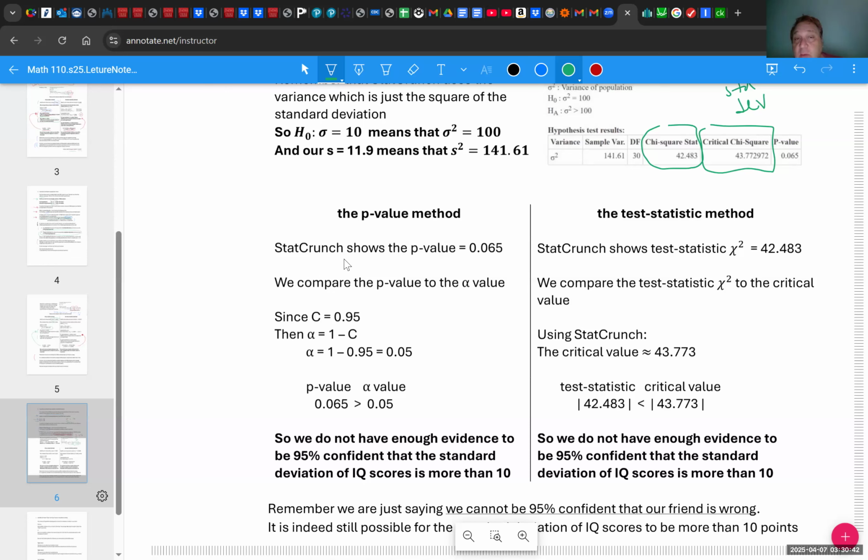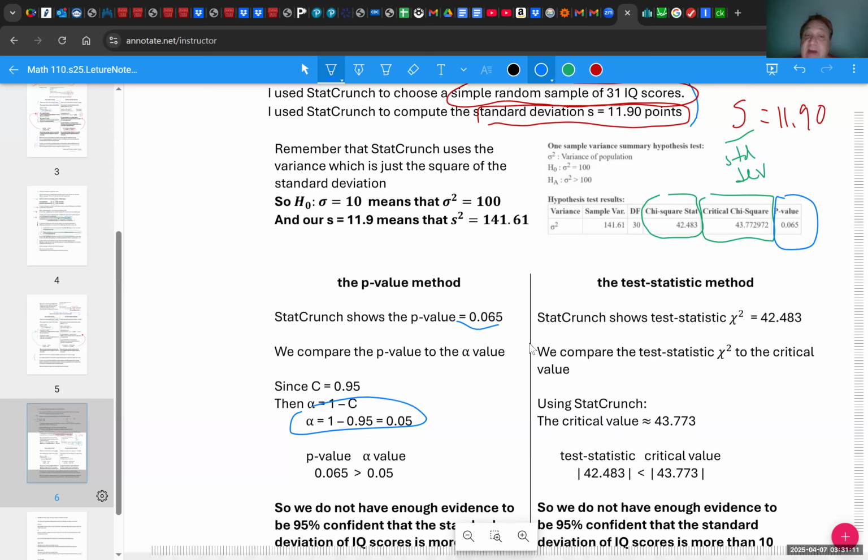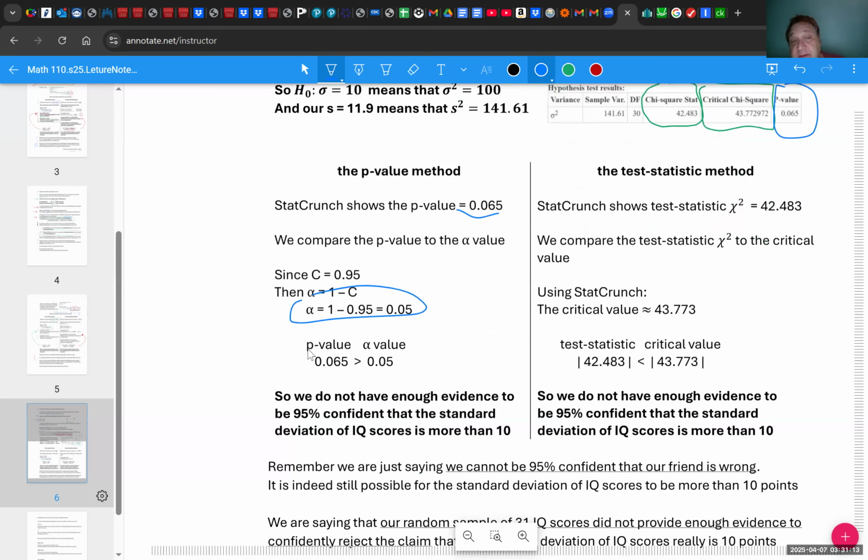And the p-value method, we're comparing the p-value and the alpha value. The p-value is this readout over here. It's 0.065. So that's our p-value right there. Our alpha value was the 5%. Remember, 1 minus 95% is 5%. So our alpha value is 5%. So now we compare the p-value and the alpha value. The p-value is 0.065, which is like 6.5%. The alpha value is 0.05, which is 5%. It is not less than. If the p-value is less than the alpha value, we reject. If the p-value is greater than the alpha value, we do not reject. So once again, using either method, you get the same result.